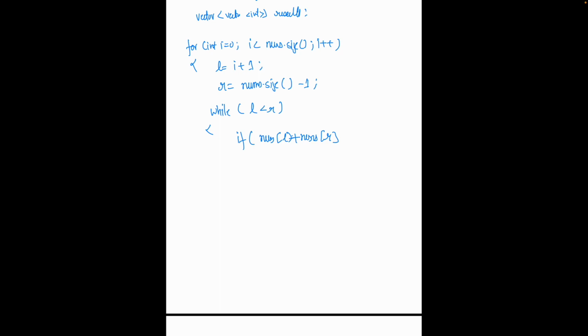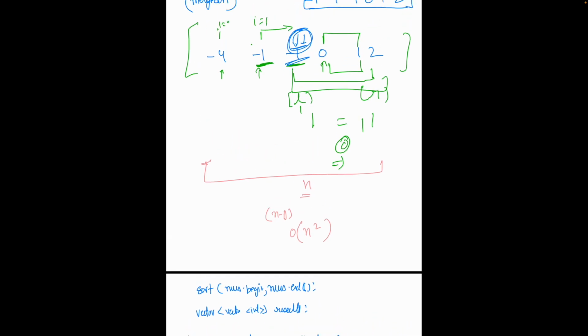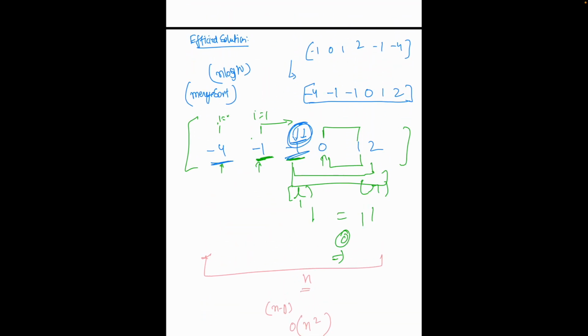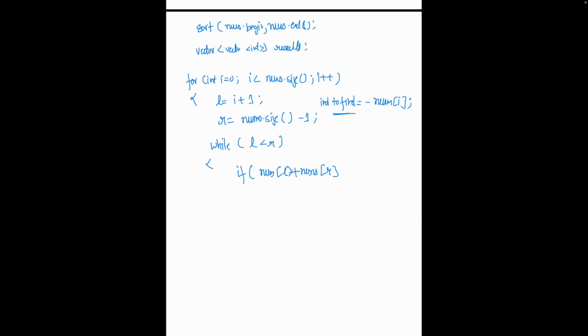Actually, yeah. What we also have to do is int to_find equals minus of nums[i]. This is what we are looking for, the negative of nums[i] in the remaining of the array. Basically what I mean is, if i is here, then in the remaining of the array we are looking for 4, plus 4, because minus comes down to plus 4. So we're gonna say nums[L] plus nums[R].